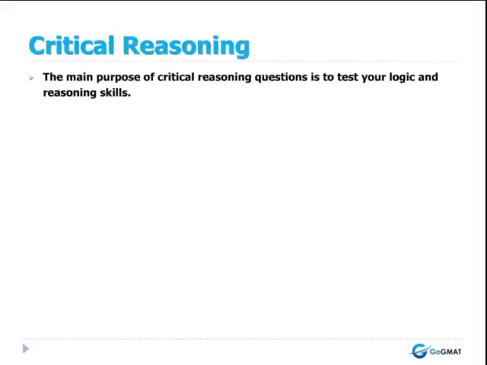Critical reasoning questions are one of the three types of questions that constitute the verbal section of the GMAT. Usually, you will need to deal with about 14 critical reasoning problems on test day. The main purpose of critical reasoning questions is to test your logic and reasoning skills.